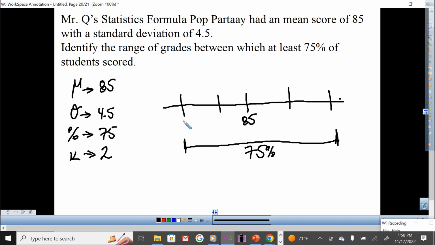Now, this is the easy part because we've been practicing this. This is what we've been doing the warm-ups for. So here we go. What is standard deviation of 4.5? So what do we go for the first standard deviation, which is here? What is that? 89.5. That is correct.